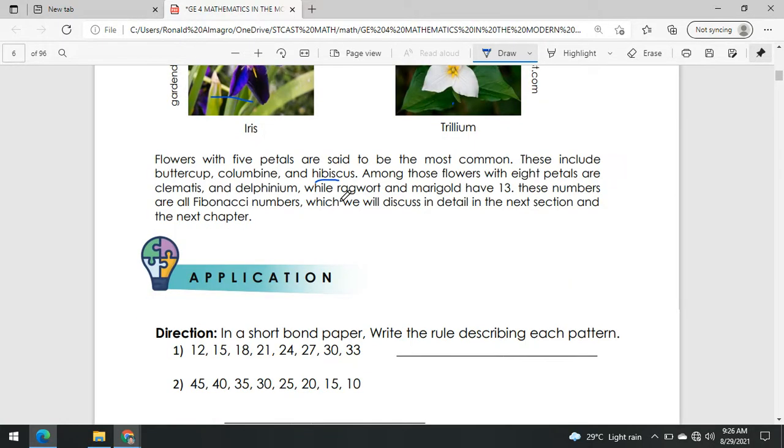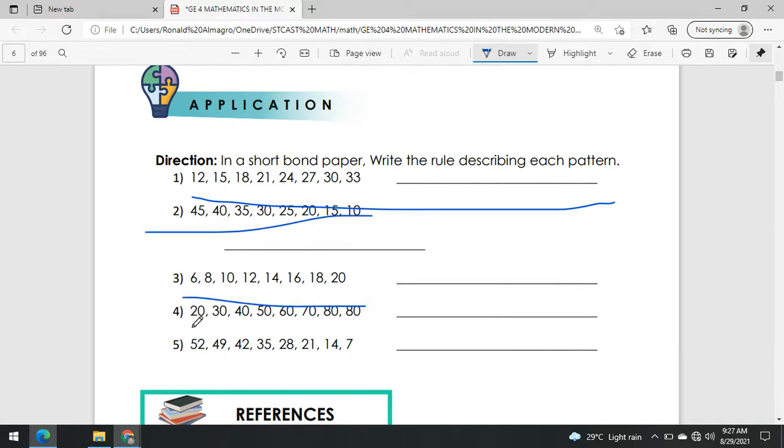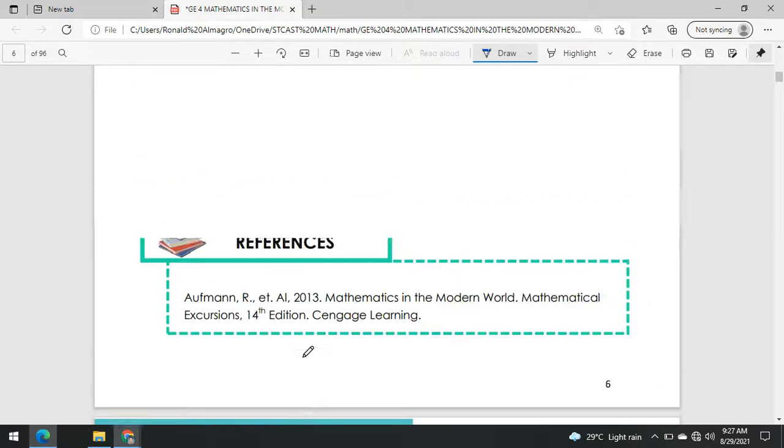Okay, among these, flowers with eight petals are clematis and delphinium, while ragwort and marigold have 13. These numbers are all Fibonacci numbers, which we'll discuss in detail in the next section and the next chapter. Okay, so in the application, you need to write the rule describing each pattern. Okay, you need to write the rule for this number, this number, this number, and this number, students.